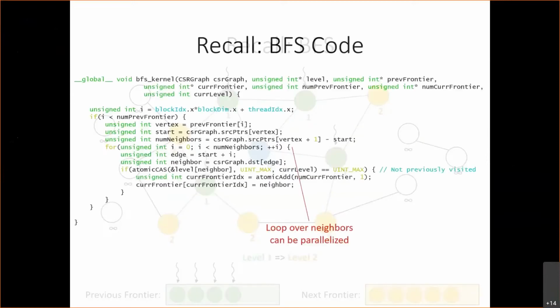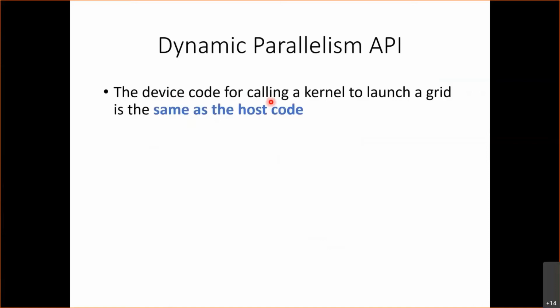This is the code that we just saw, and the key point here is that this loop that's looping over the neighbors can be parallelized. So how can we do that? Well, it turns out that the device code for calling a kernel to launch a grid is the same as the host code. So we launch a grid from the GPU in the same way that we would launch a grid from the CPU.